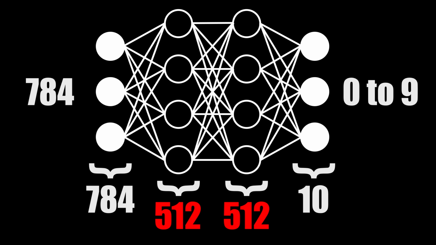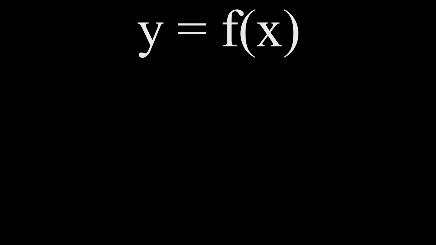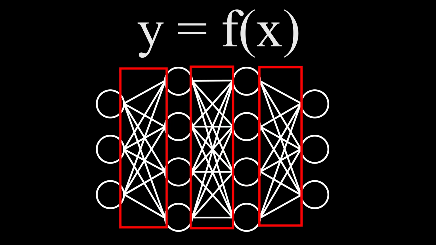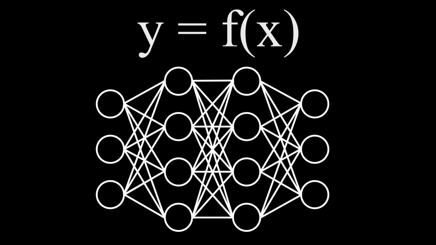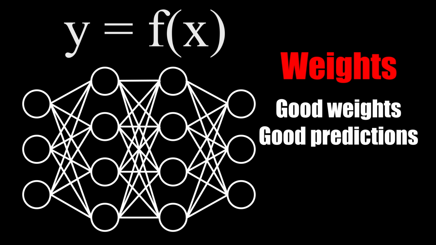Now that we have our structure, let's move on to the most important part, training the neural network. Remember, a neural network is just a mathematical function. But how does a function learn? Well, our function has a huge number of parameters. Every connection between neurons is a parameter that can be adjusted to improve accuracy. These connections are called weights. Training a neural network means finding the right set of weights so that it produces correct predictions.